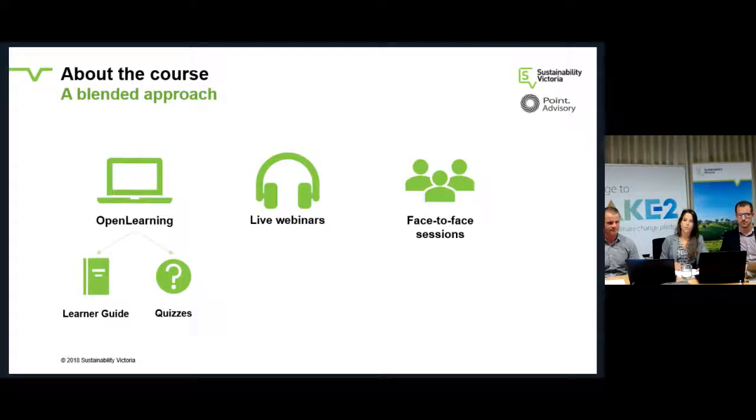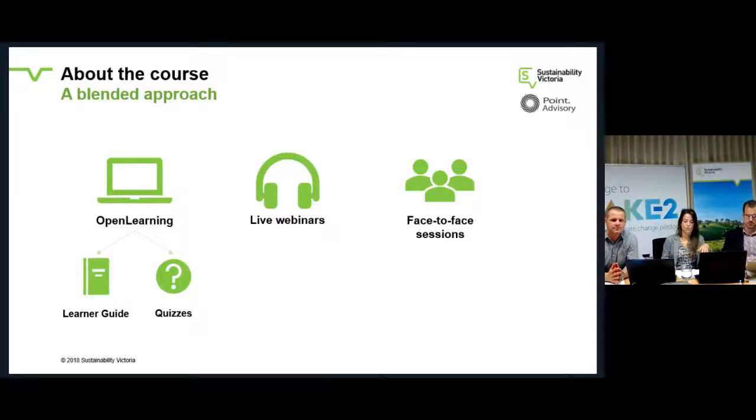Within the online platform, there are three elements. One is the learner guide, which is going to be the document holding most of the theory that we're going to give through this course. It also has some additional reading and additional videos that you can check if you want to know a bit more about specific elements of the modules.